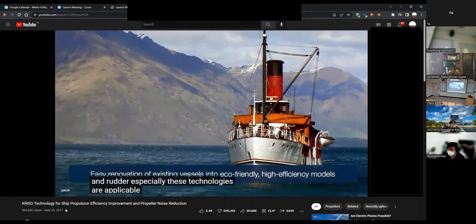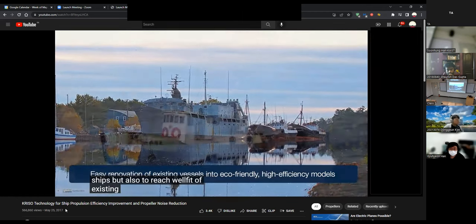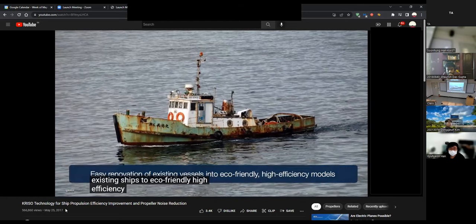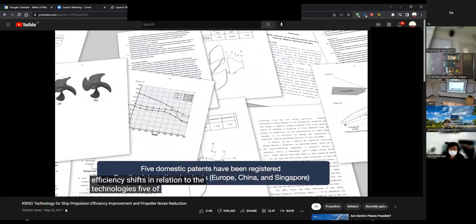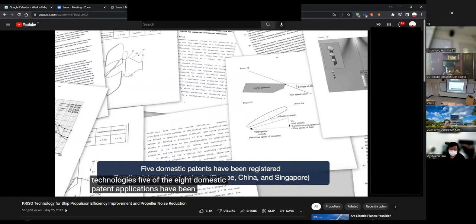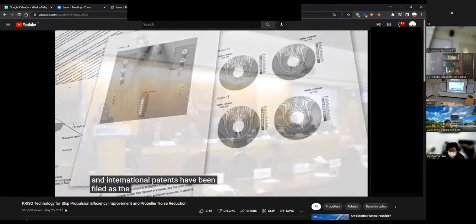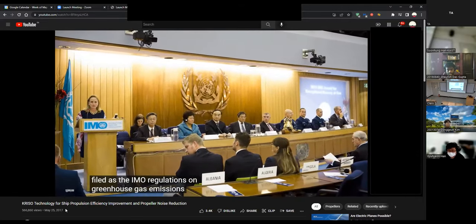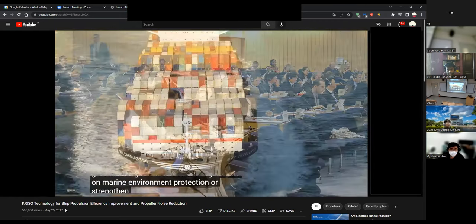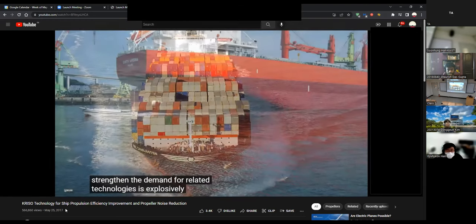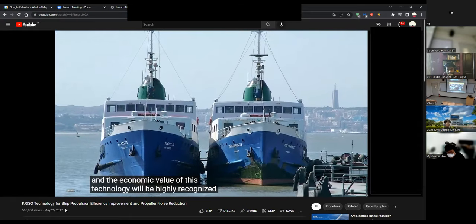Especially these technologies are applicable not only to new-build ships, but also to retrofit of existing ships to eco-friendly, high-efficiency ships. In relation to the technologies, 5 of the 8 domestic patent applications have been registered, and international patents have been filed. As the IMO regulations on greenhouse gas emissions and regulations on marine environment protection are strengthened, the demand for related technologies is explosively increasing, and the economic value of this technology will be highly recognized for a long time.